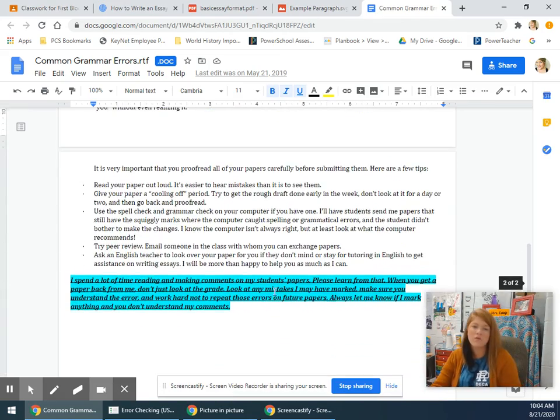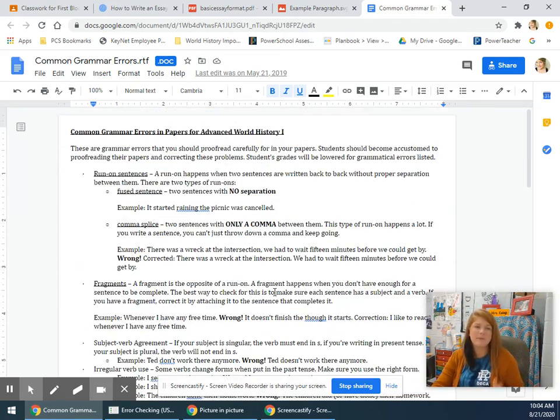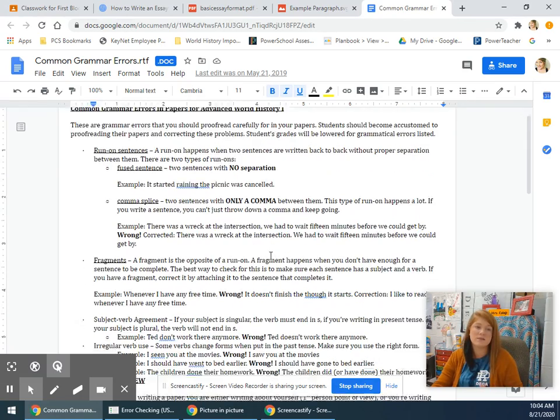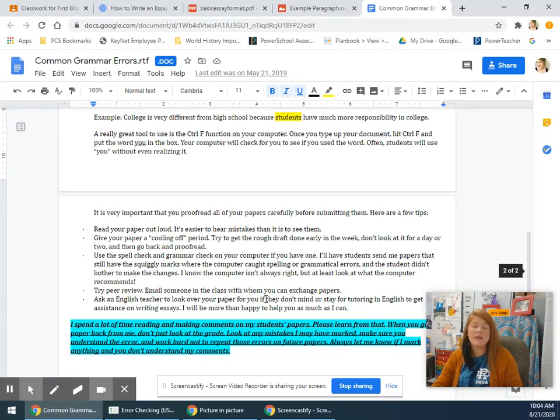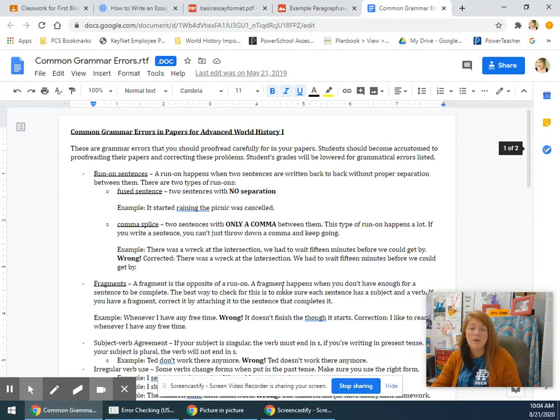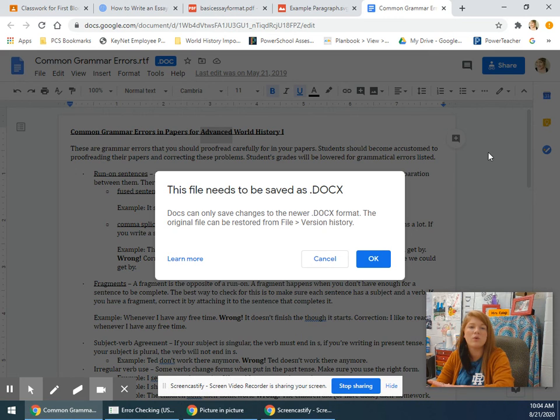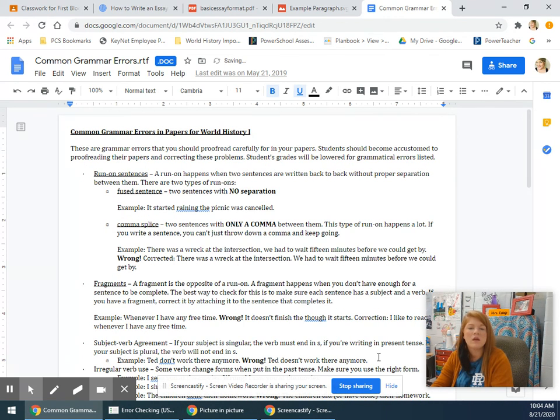So read over this. It talks about run-on sentences, fused sentences, comma splices, fragments, points of view. These are mistakes that people commonly make in writing essays and writing papers. And it shouldn't say for advanced World 1 because it's for all of World 1.